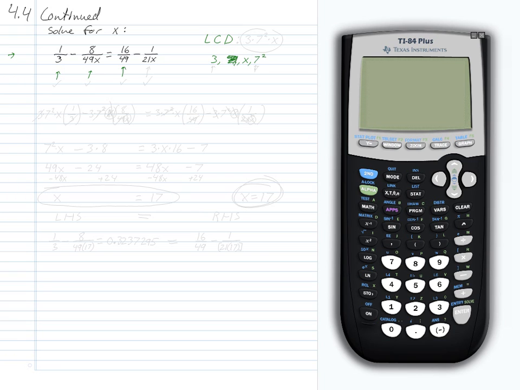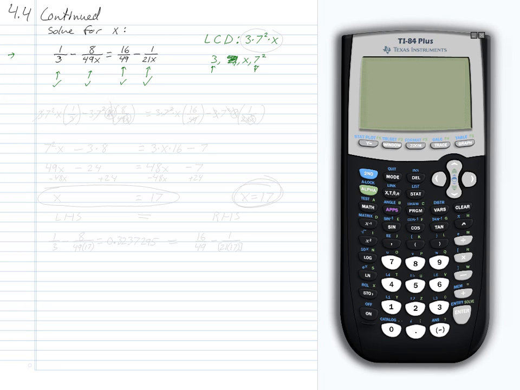In our next term, we have 49 also, so I don't need anything else. I already have 49 taken care of. And in my last term, I see we have 21. So 21 is 3 times 7. We already have a 3 and we already have a 7. So those are going to cancel, and so is the x, which means we don't need anything new in our LCD for that last term. So we're going to have 3 times 7 squared times x, and I usually like to leave my LCD factored like this. That makes it easier to keep track of what's going to cancel.